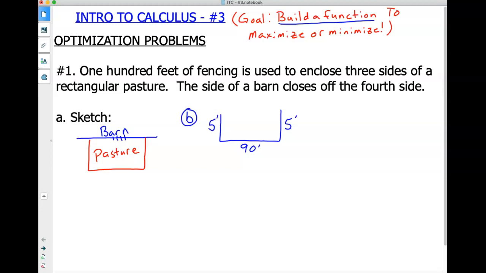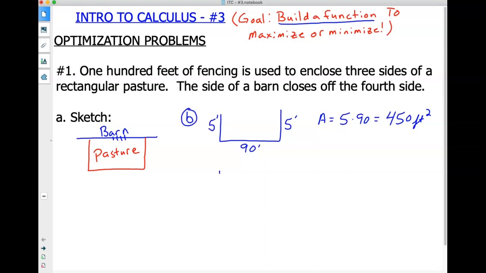And what would the area of that pasture be? The area would simply be my length times my width, or 5 times 90, which is going to give us 450 feet squared. Units are very important in calculus. Feet squared, feet, centimeters, you name it. Very important. And then also, let's find the area if the width is 12 feet.